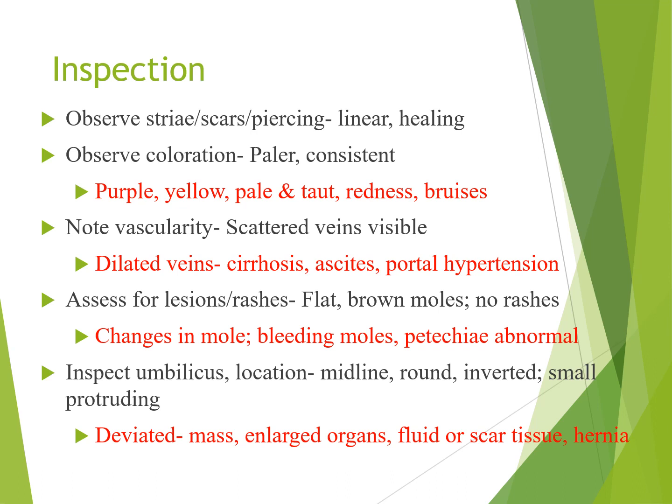may be located. We're going to note vascularity, and there may be scattered veins that may be visible, but if the veins are dilated or really prominent, as in ascites or abdominal distension, that is an abnormal finding. We're assessing for lesions or rashes.